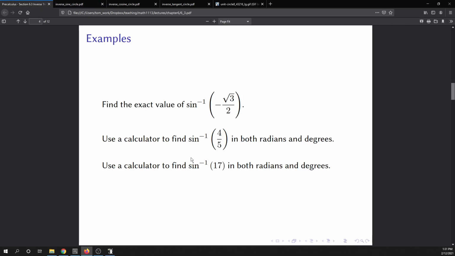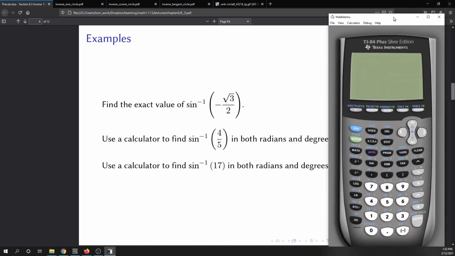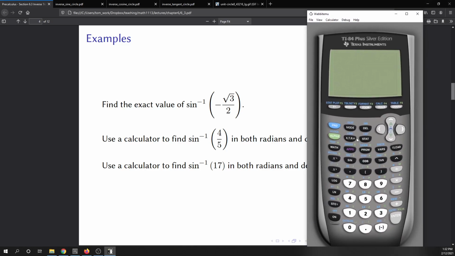Okay. So next, let's try that on the calculator. It says find the inverse sine of 4/5 in both radians and degrees. So let's do it in radians and then degrees. I would need to make sure that I'm in radian mode, and then do inverse sine. On my calculator, you would hit second and then sine, and you can see the little inverse button in there. On your calculator, it's probably really similar functionality. So 4/5 would be 0.927. That's in radians.